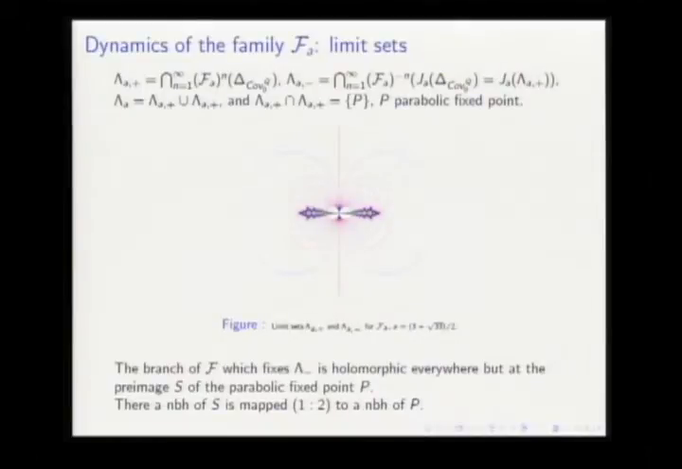One branch is here, the quadratic polynomial, sends from here to there. And the other one, morally, is zeta minus zeta in our topological construction. So we have a neighborhood here that is mapped 1 to 2 there.